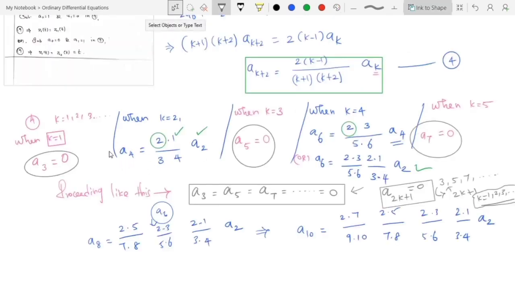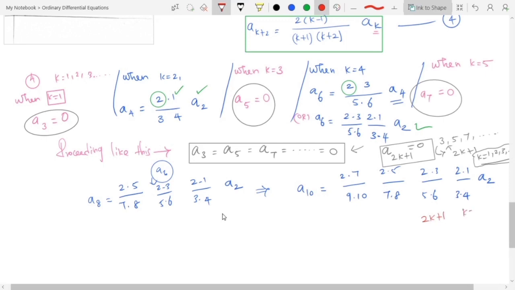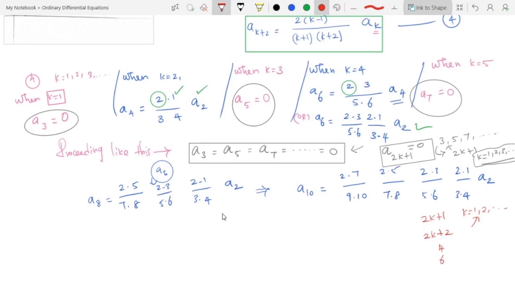Similarly, we have a suffix even numbers starting from 4, except the first one, 2: a4 in terms of a2, and also a6 in terms of a4. Similarly, a8 in terms of a6, next one a10 in terms of a8 and so on. So the general form of odd numbers is 2k plus 1, where k starts from 1, 2, 3 and so on. For even numbers starting from 4, the same process gives 2k plus 2, k starting from 1, 2, 3 and so on. Replace k by 1, we get 4. k by 2, 2 into 2 plus 2, that is 6. k by 3, 2 into 3 plus 2, that is 8 and so on. We get consecutively a4, a6, a8 and so on.